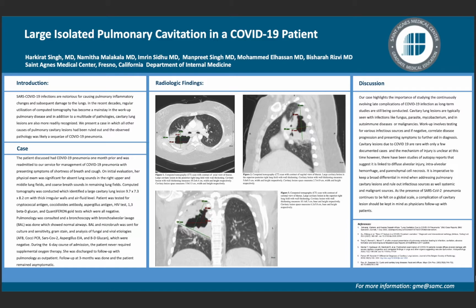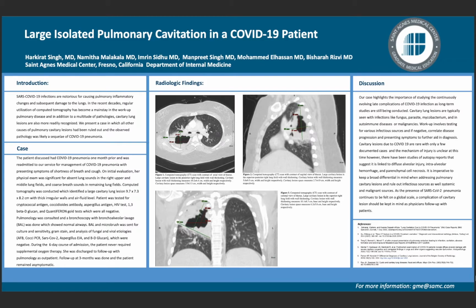The patient discussed in this case report had COVID-19 pneumonia one month prior to her presentation, and came again with typical symptoms of COVID-19, including shortness of breath and cough. Chest radiographic imaging showed an abnormality in the right upper lung field, which was further differentiated on CT scan to be a large cavitary lung lesion with thick irregular walls.